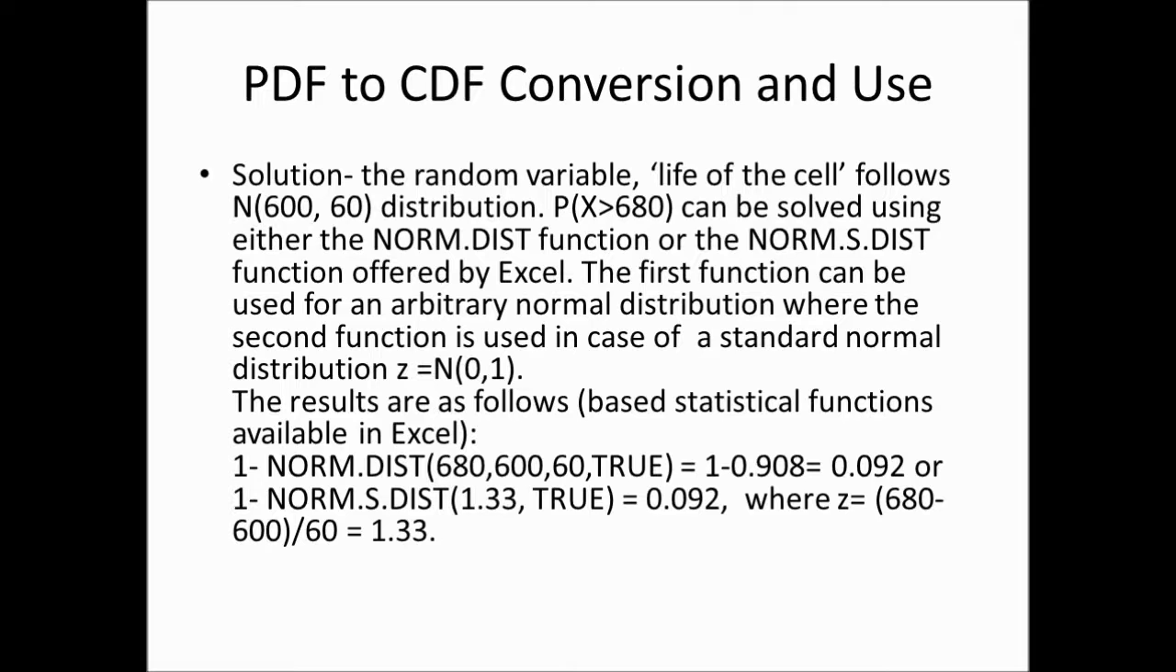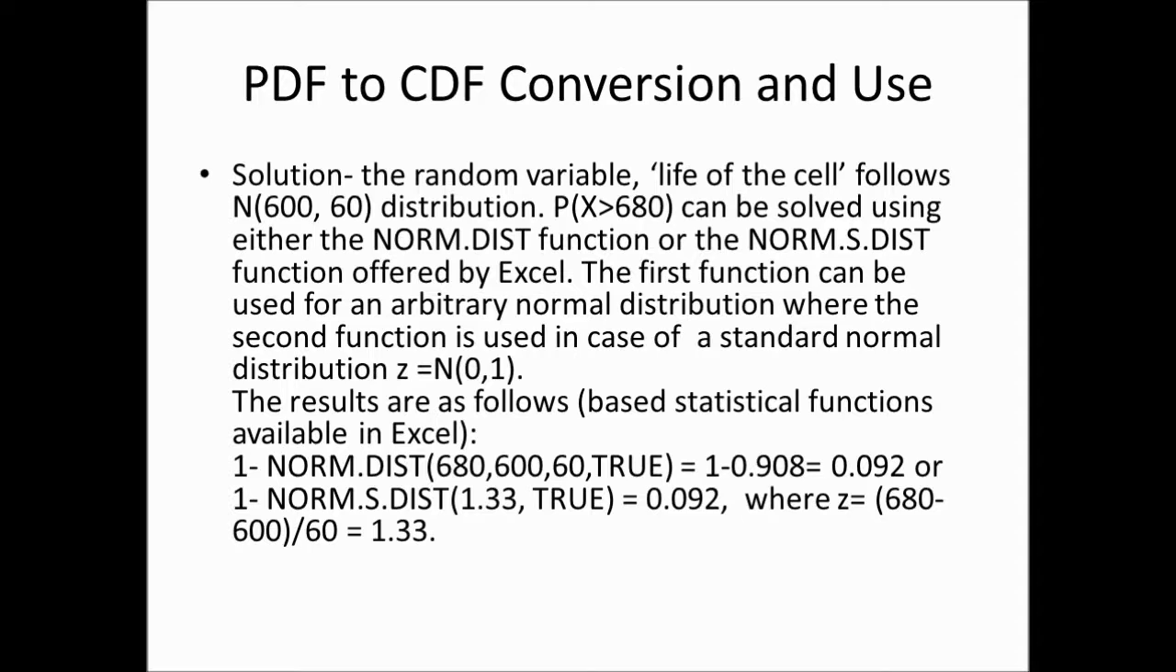Let's look at the solution. The random variable, life of the cell, follows a normal 600, 60 distribution. Probability that the random variable X is greater than 680, we can solve either using the normal distribution or the standard normal distribution, using statistical functions provided by Excel. The first function can be used for an arbitrary normal distribution, whereas the second function is used in case of a standard normal distribution. A standard normal distribution is a normal distribution with a mean 0 and standard deviation 1. So we can solve the problem in two ways.